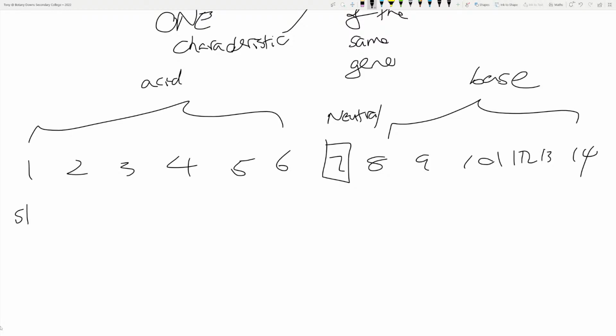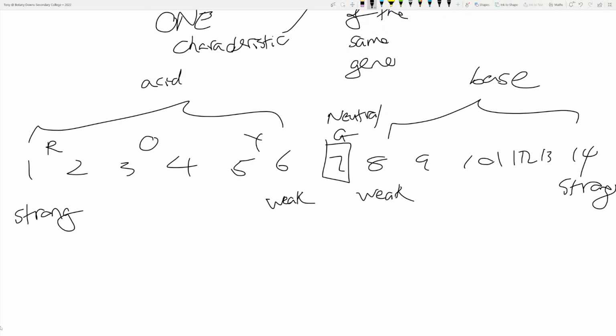And this side is strong acid, weak acid, weak base, strong base. These two are red, orange, yellow, green. From here to here is, let's say, blue. From here to here is like purple.